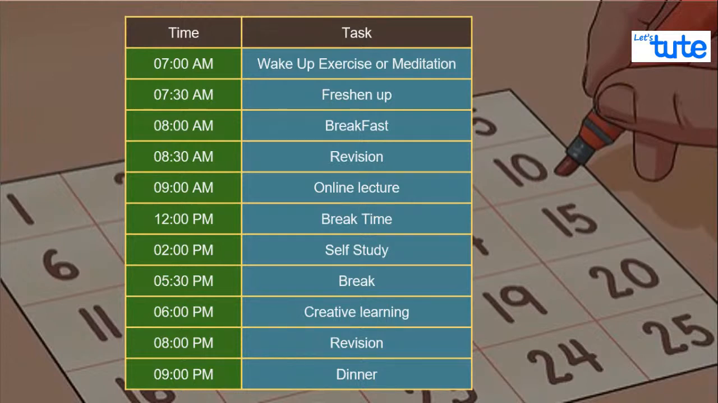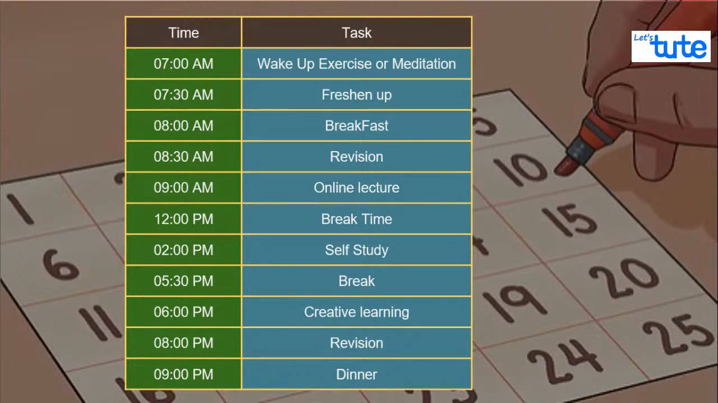I'm requesting people who get up late, please get up early in the morning, by around 7 o'clock. 7 o'clock is the ideal time to get up. So wake up, then you have to freshen up, taking a bath and everything, meditation, everything after that. At 8 o'clock you should have breakfast.